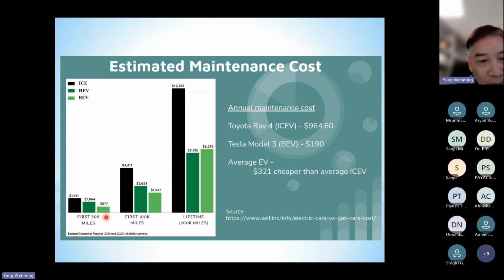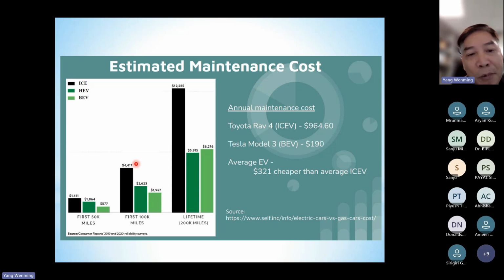Here I show you the estimated maintenance cost for the first 50K miles. The maintenance fee for the SE engines is about 1,400 US dollars, and for hybrid vehicles the maintenance cost is about 1,064 US dollars. And for electric vehicles, the maintenance cost is the least, the lowest, only 577.